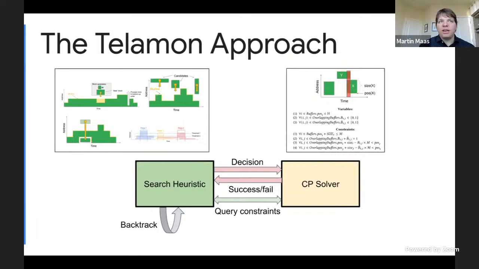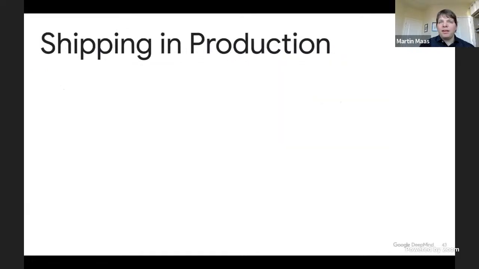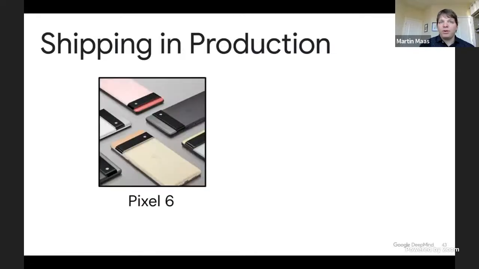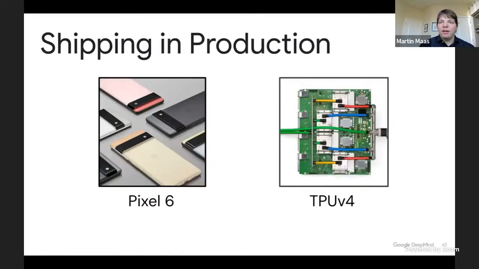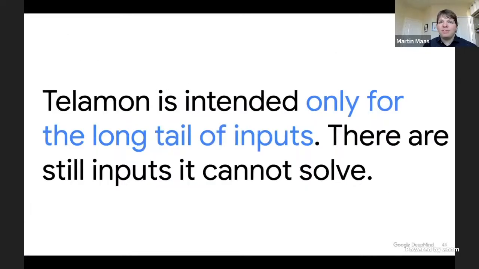And so this approach didn't use any machine learning yet. And this is something that we actually shipped in production. So this is in Pixel 6 and also in the TPU-v4 compiler. And one thing I want to emphasize is that this is something that is really for the long tail of inputs. A lot of the inputs to the compiler can be and will be handled by a heuristic.